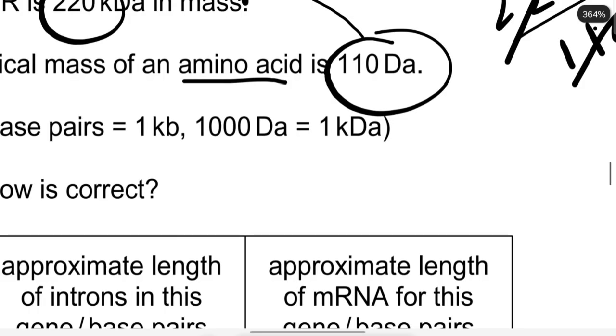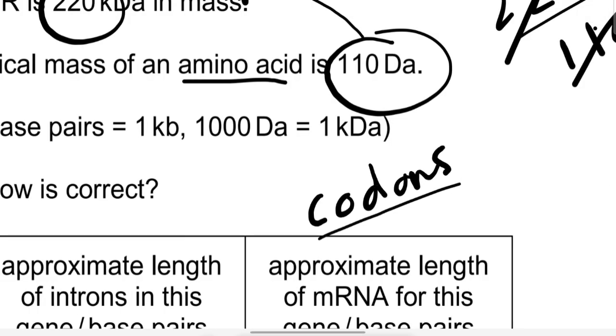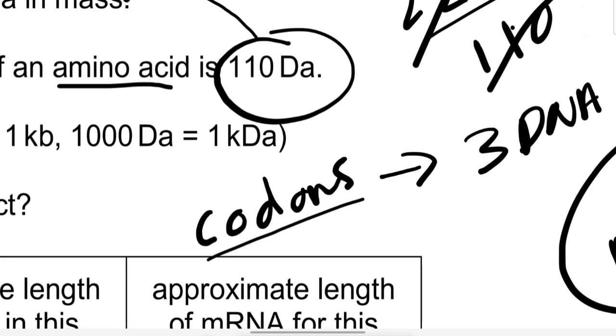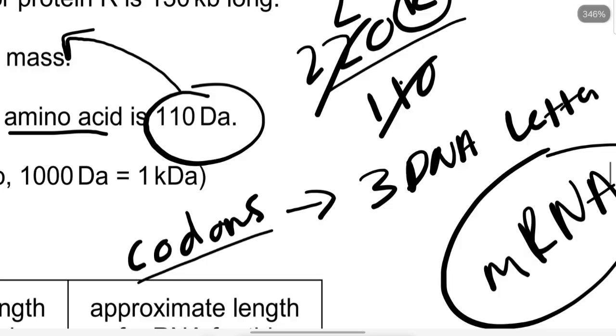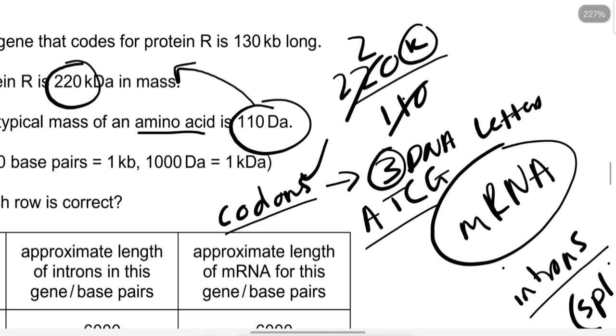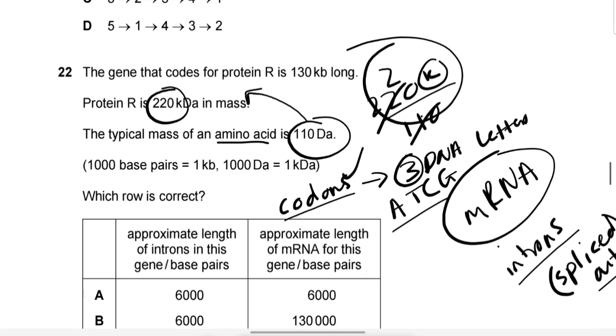Remember that we have some stuff that we call codons, right? Which we can say in simple terms are 3 DNA letters, read from our A, T, C, G. We know these letters are read in threes in order for us to form amino acids. So we're going to use that 3 for each codon that makes up each one of these 2k amino acids.